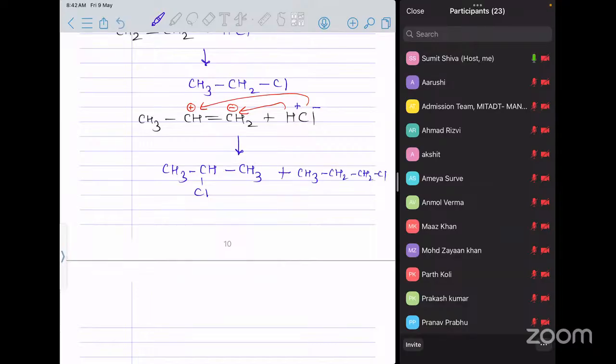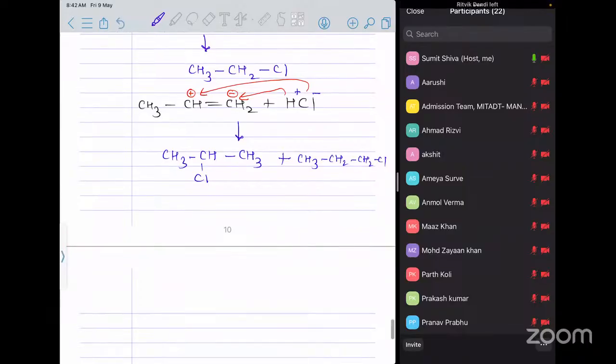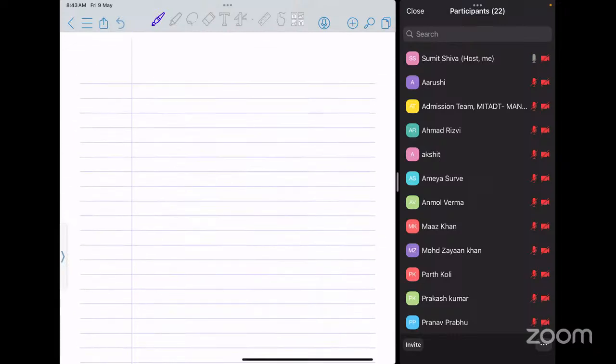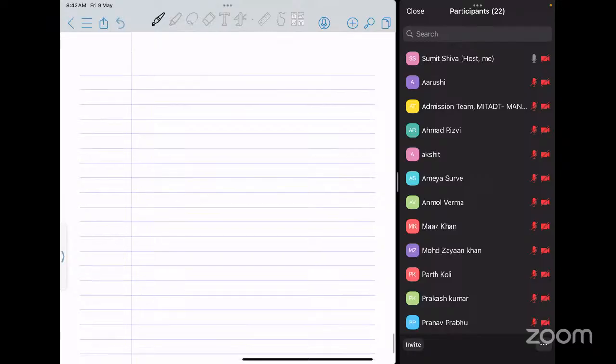But the reaction is taking place according to Markovnikov rule, which means the product according to Markovnikov rule will be formed. So this will be the major product in this reaction, and this will be minor. Major and minor indicate that this will be in large amount in the solution and this will be in less amount. In terms of percentage, this is 80%, this is 20%. Understood? Understood, yes or no?